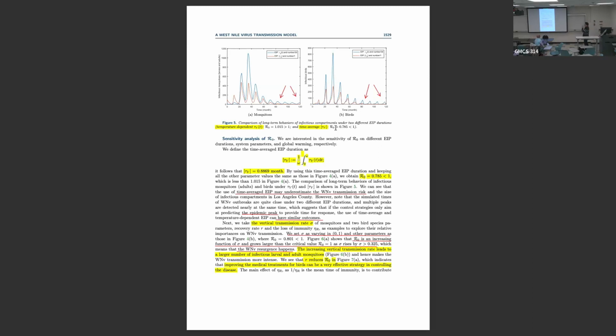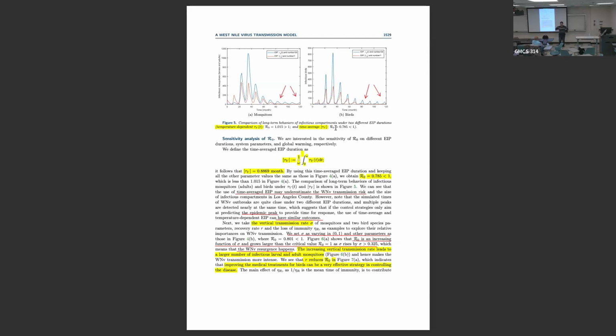Okay, for the simulation, the only difference is the tau. One is time periodic, and the other is a constant, using the average, and the other parameters are the same. And we can find a different result. In the time periodic case, R naught is greater than 1. But for the average incubation period, R naught is less than 1. So our result is here.